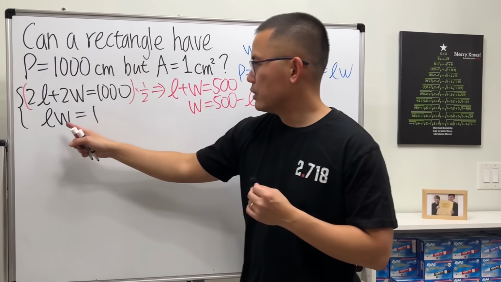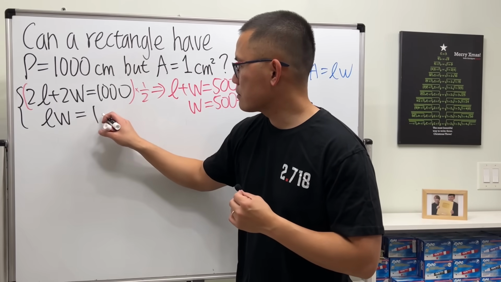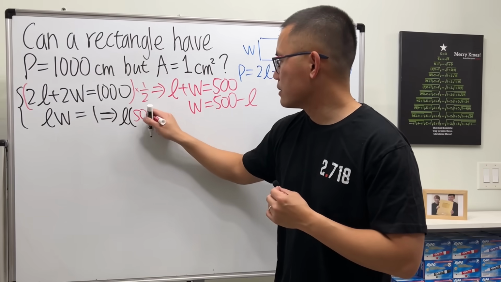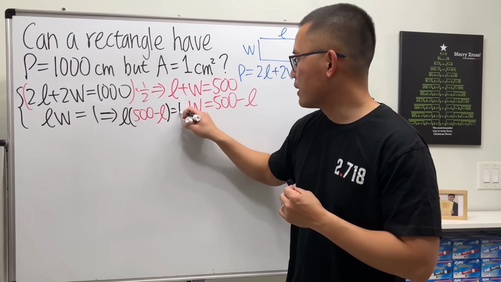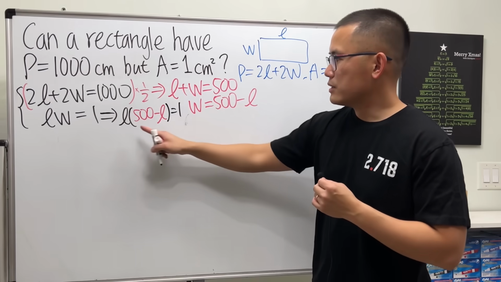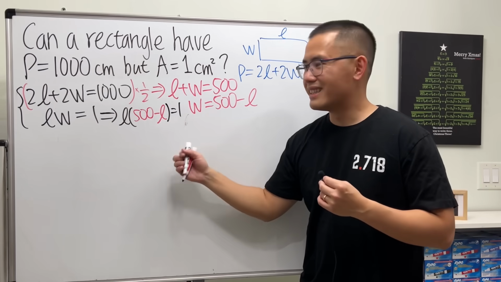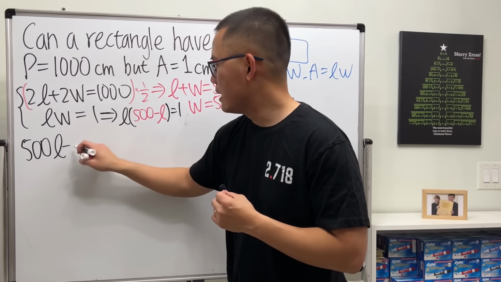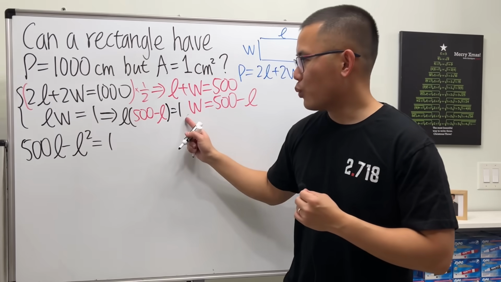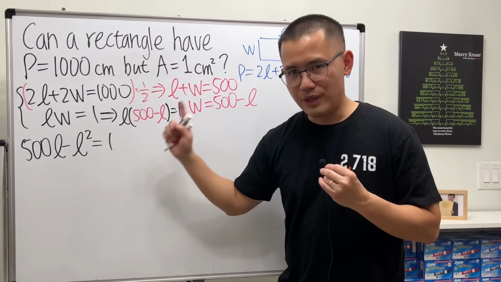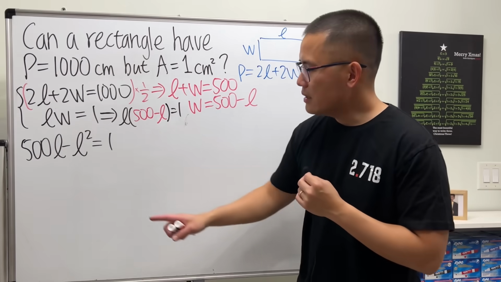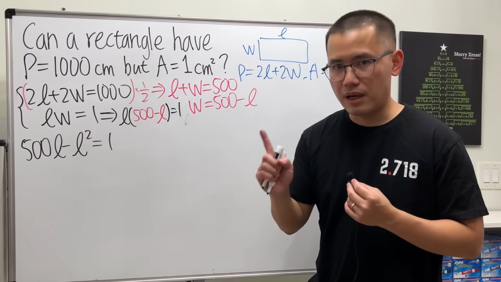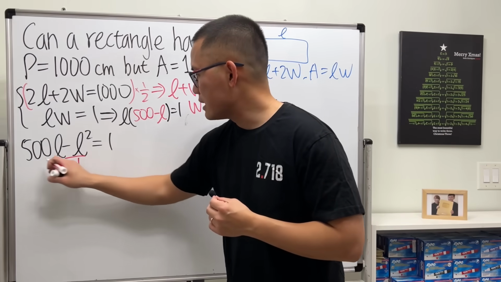So we can put this to here, and that will give us, let me just write this down right here, L times 500 minus L, and that's equal to 1. Right? So now, we just have to work out this equation. Let's distribute the L. So we have 500L minus L squared equals 1. Have a look. We have a quadratic equation here. And because the coefficient of L squared is -1, usually we want to have that being +1. So let's divide everybody by -1.